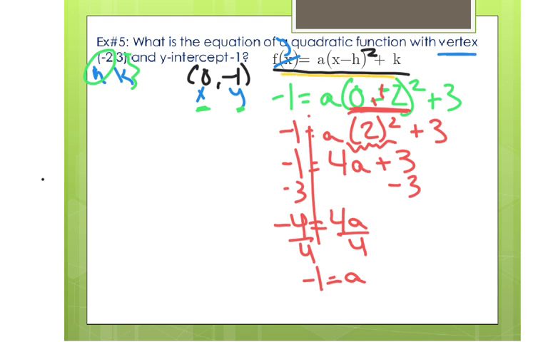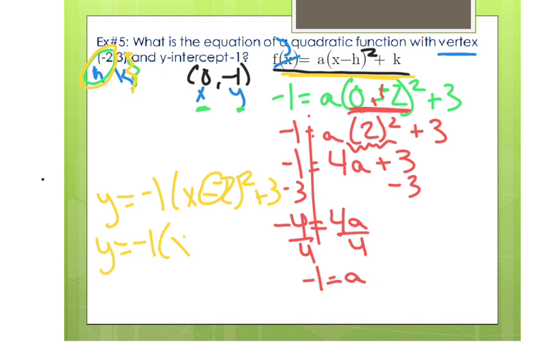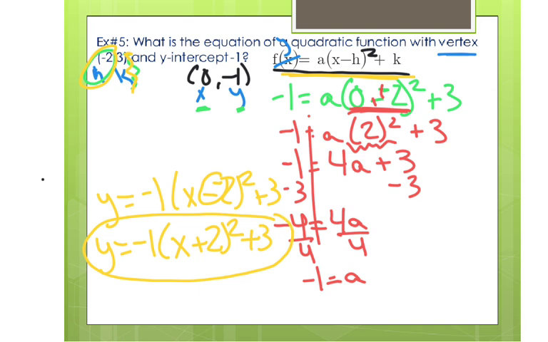So now we can fill it into this equation. So y equals, my a is -1, parenthesis, x minus my h, which was -2, squared, plus my k, which was +3. I'm just going to make this a little bit neater. Minus a negative is the same thing as saying -1 times the quantity of x plus 2 squared plus 3. This is my equation in vertex form.